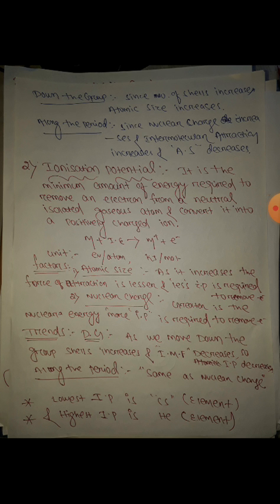The factors are the same: atomic size and nuclear charge. Let me show you how they affect the trends down the group and along the period. Down the group, the atomic size and nuclear charge are almost the same as along the period. Ionization potential is lowest for the cesium element, and the highest ionization potential belongs to helium.